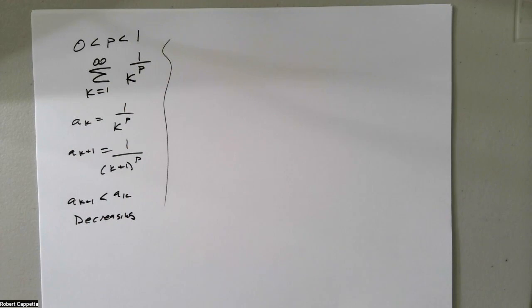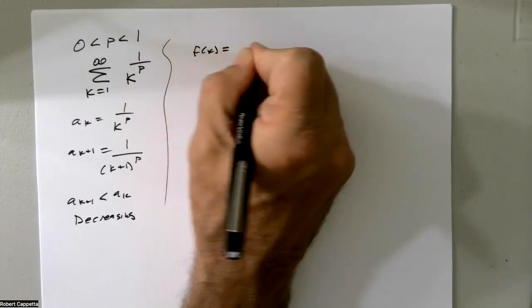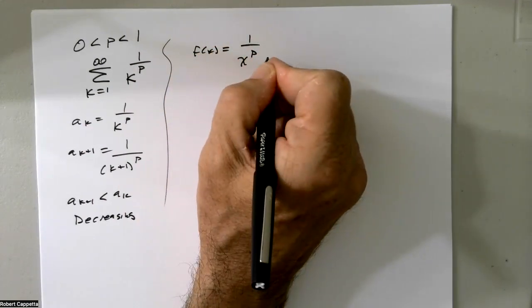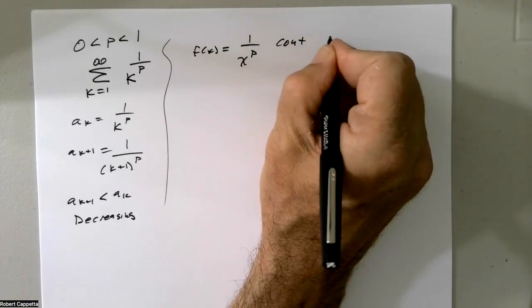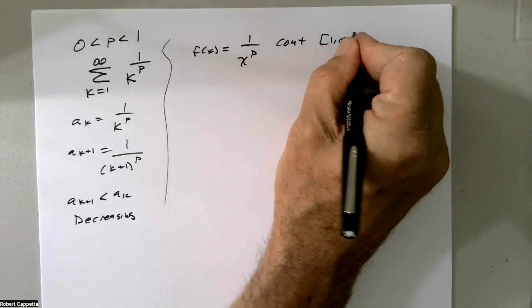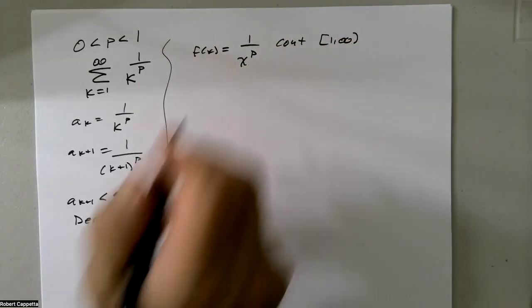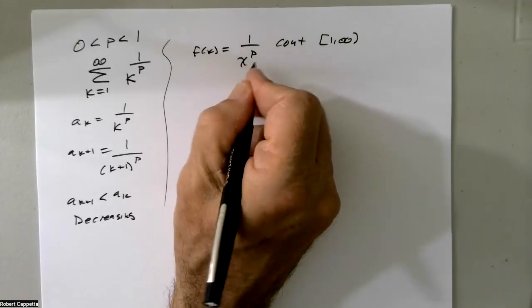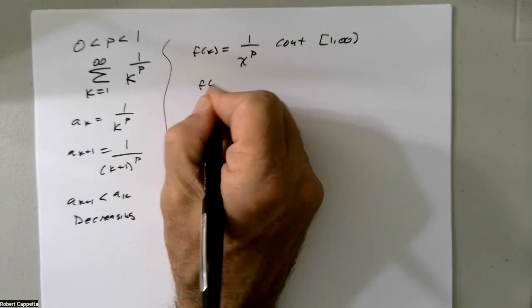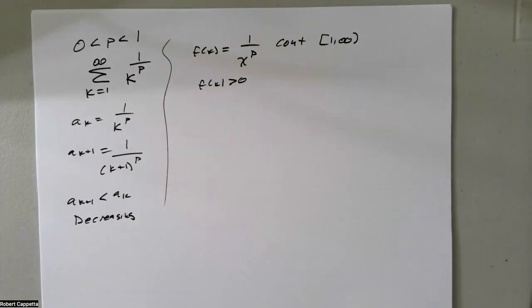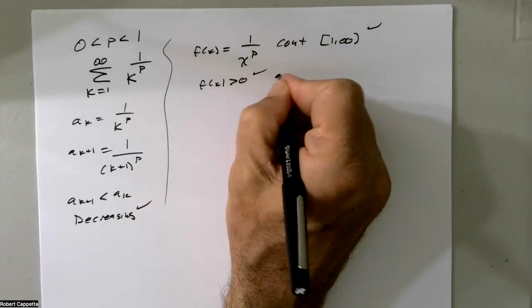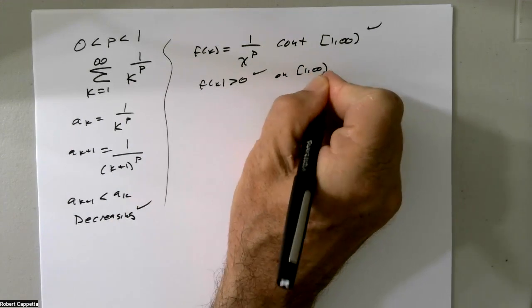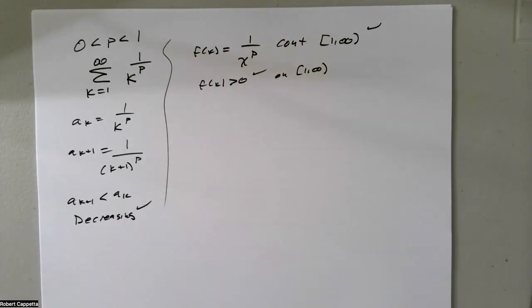Is it continuous? Is 1 over the square root of x continuous? So my f of x function is 1 over x to the p, and p is like a half, a third, whatever. As long as I'm away from 0, it is. So it's continuous on the interval from 1 to infinity. And it's positive: if x is positive and p is positive, it's positive. So we've met all 3 conditions: decreasing, continuous, positive on the interval from 1 to infinity. So that means the integral is going to behave the same way as the series.